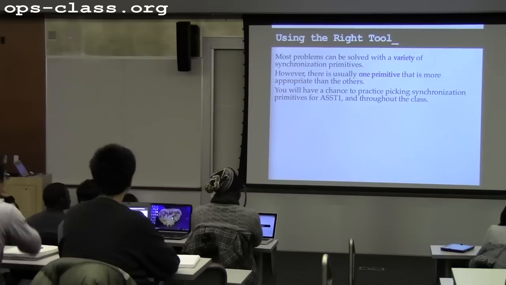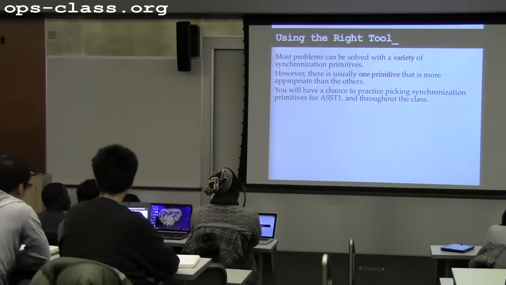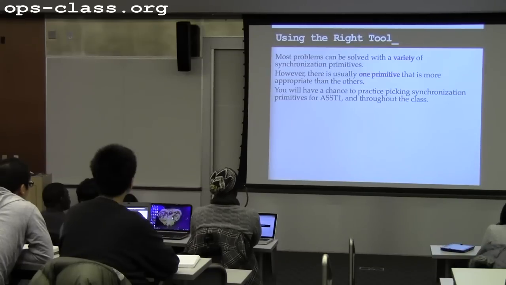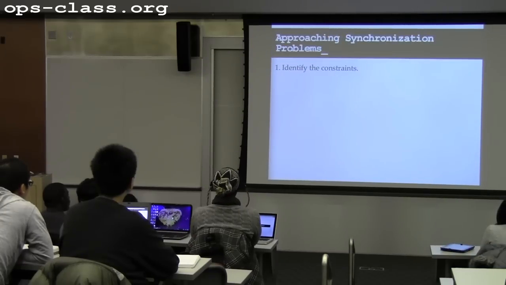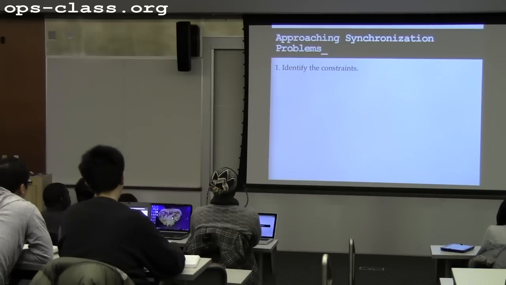And there's a number of different questions that come to mind. Where am I going to put that primitive in relation to the resources? How many resources will be guarded by a particular primitive? And again, this is something that we'll help you with, and hopefully you'll get good at, right? But here's one way to think about this, right?